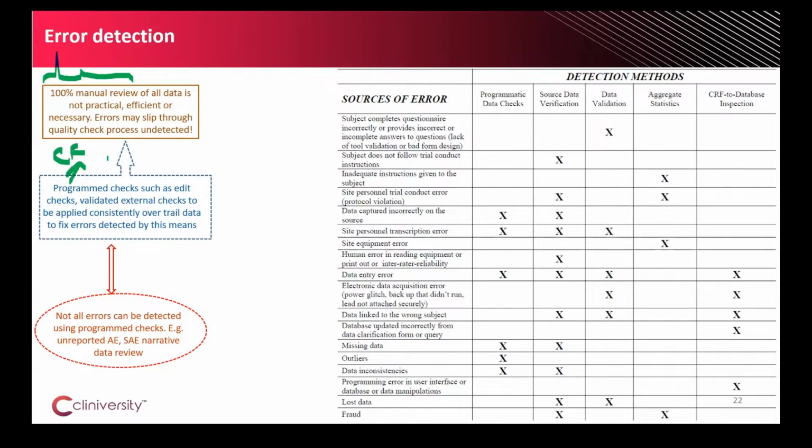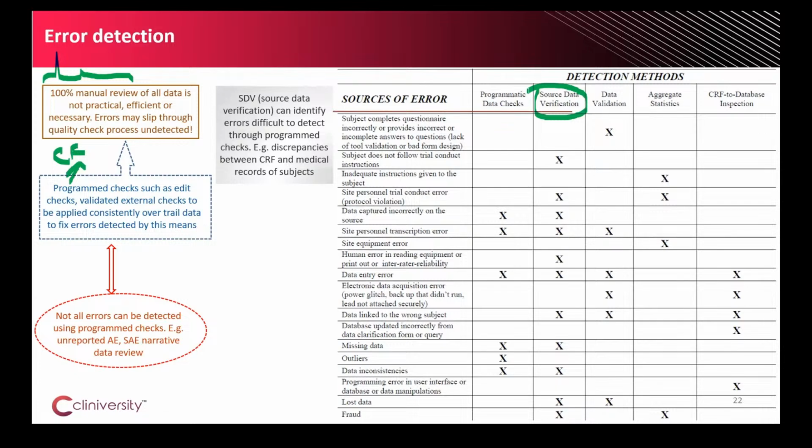So here are some of the detection methods given by the SCDM and in the GCDMP. The source data verification, as we say, SDV. This could be used to identify errors which are difficult to catch with programmatic checks. An example would be if the medical records are not matching with the CONMED or the AE log forms of the CRF. Obviously, programmatic checks do not know this. So only an SDV will be able to identify those errors.